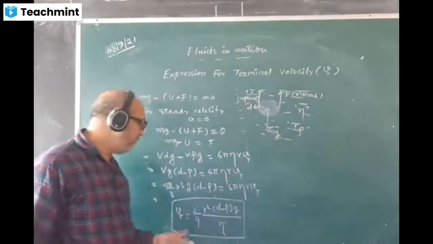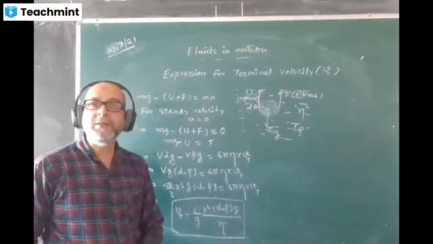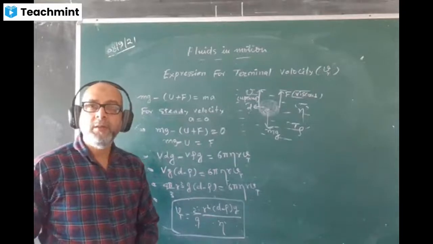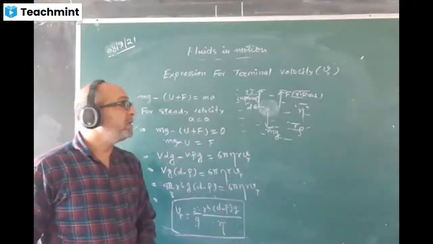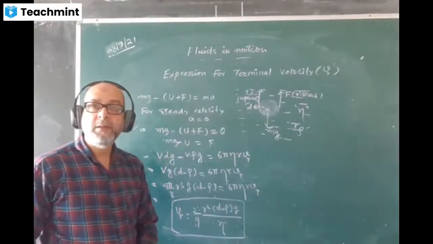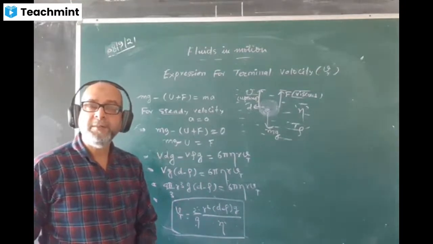So this is the formula of terminal velocity. The theory part of this chapter is done. In the next class we will be doing some numerical problems, and we start a new chapter, elasticity.